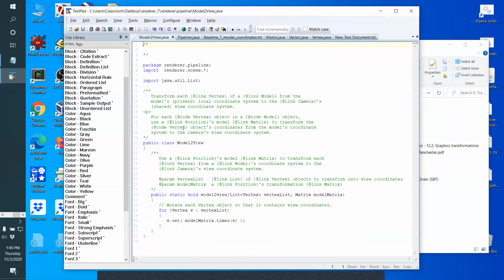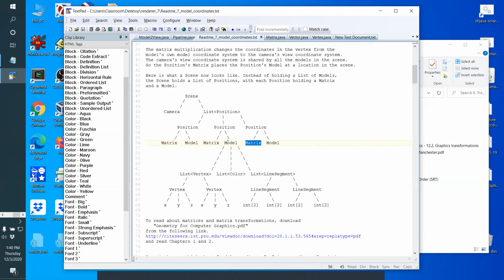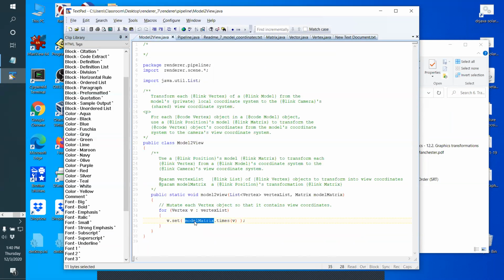So this multiplies each vertex in the model with this matrix. This is the model matrix. That matrix is associated with that model, so in the code, it's called the model matrix.